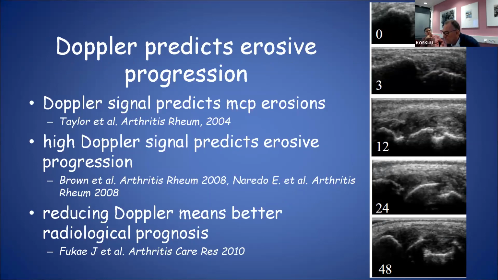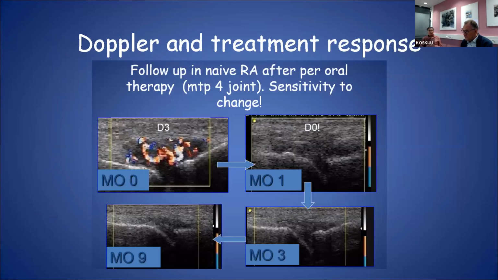And then Doppler predicts erosive progression. For example, in these images, we have normal, 3 months, 12 months, 2 years, and so on. So you see that the erosion grows along with time. Taylor showed that Doppler signal predicts MCP erosions. Brown and Naredo have shown that high Doppler signal predicts erosive progression in future, and Fouquet that reducing Doppler means better radiological prognosis. So if you can reduce it, this is already treatment. I will talk about that later.